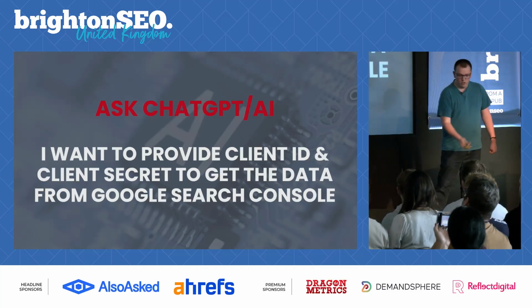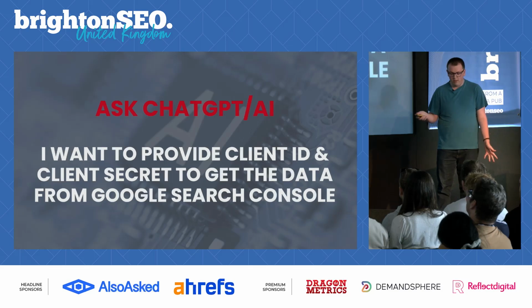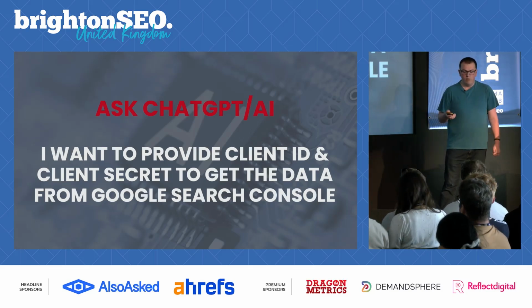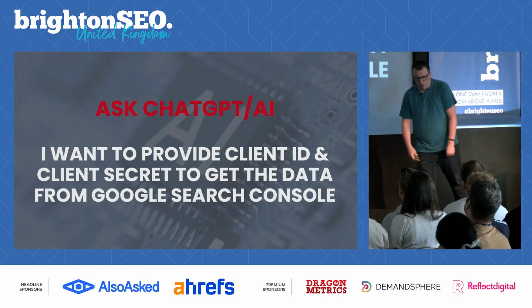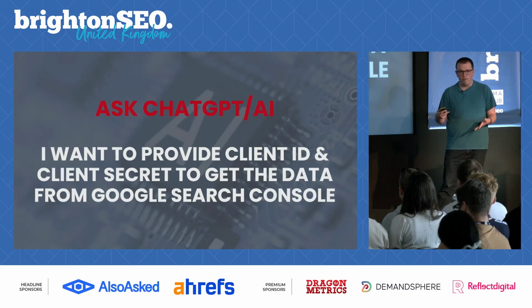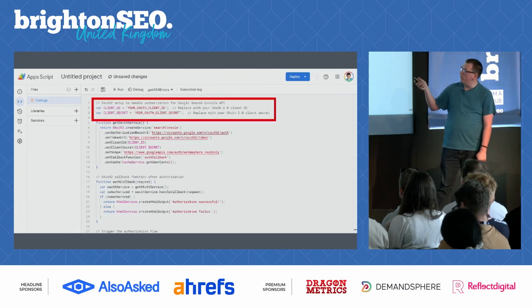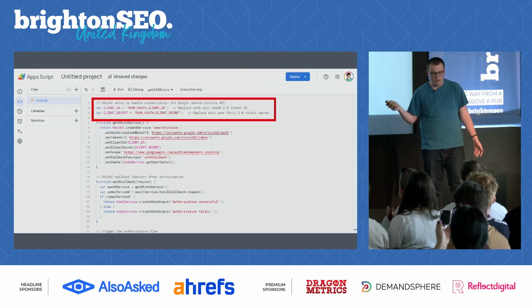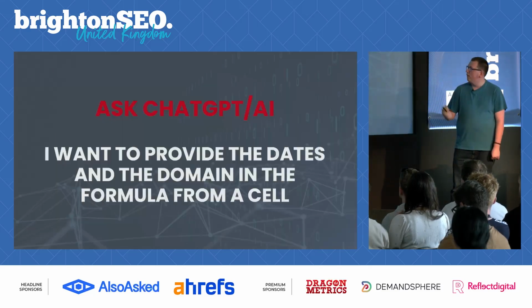So if it doesn't have that, then you want to put into the AI, please provide the client ID and client secret to get the data from Google Search Console, for example, or whatever API you're using. Sometimes it'll do it a different way where it tells you to run it, which is not the way we're talking about today, but with the formulas, it's a lot more control over what you can pull through. So this is how it looks in the code. It'll say OAuth set up to handle authorization for the Google Search Console API, or whatever API you're using. Then you put your OAuth client ID and client secret in there.